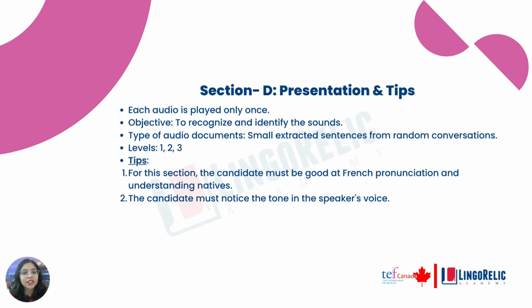Talking about the section D here, each audio is played only once. The objective here is to recognize and identify the sounds. And the type of audio documents, as I mentioned, are small extracted sentences from random conversations. These are related to levels 1, 2, and 3. And here are 2 tips for the same. First thing, you need to be very good at French pronunciation and understanding natives in especially different accents. Second thing, you must notice the tone in the speaker's voice as well. Sometimes that also helps you to identify the same.